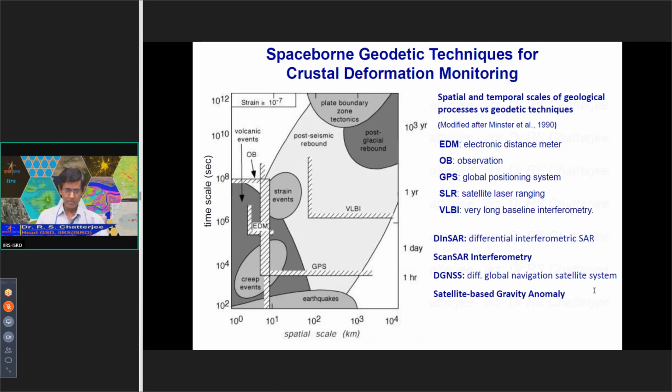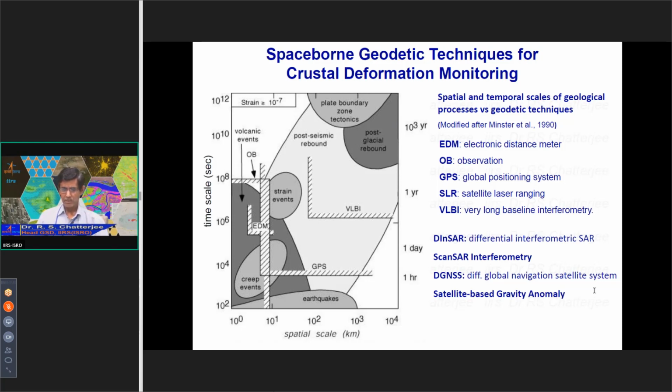And in terms of time scale, it can be applied from 10 to the power 3 seconds up to 10 to the power 8 to 10 to the power 9 seconds. So it's a very long time span. This GPS technique can be used. Okay, but recently deformation interferometric SAR or DInSAR, that is our main interest of today's lecture.